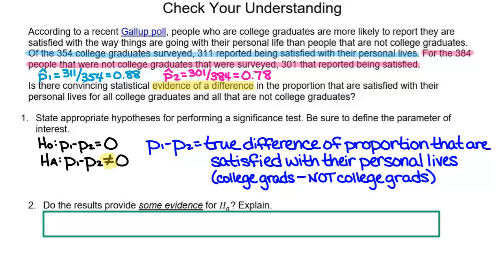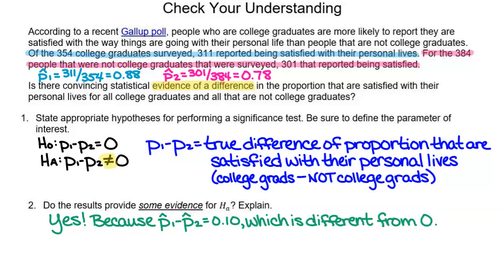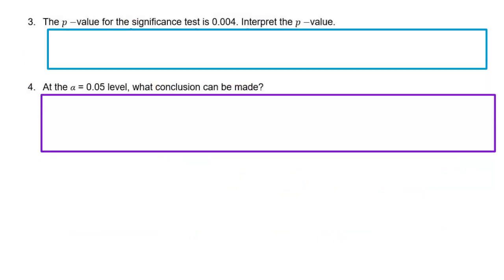We already answered number 2. Do the results provide some evidence for Ha? Explain. Yep, because P hat 1 minus P hat 2 is 0.10, which is different from 0. On Monday, we'll do the calculate part. But for today, we're just going to jump right to somebody already calculated.